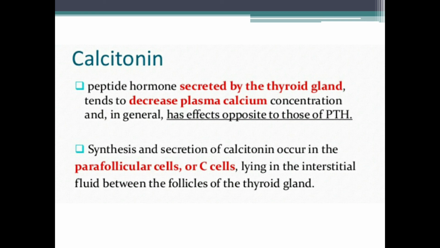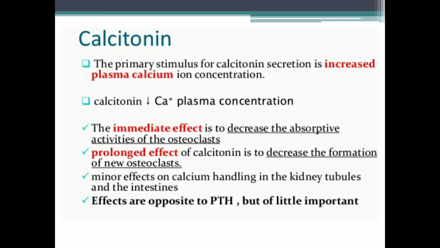What is the main role of calcitonin? It tends to decrease the plasma calcium concentration, so its role is exactly opposite to that of the parathyroid hormone. Parathyroid hormone increases the calcium level, whereas calcitonin decreases the plasma calcium level. What is the primary stimulus for calcitonin? An increased plasma calcium level is the primary stimulus for calcitonin secretion. Its role is to decrease the plasma calcium concentration.